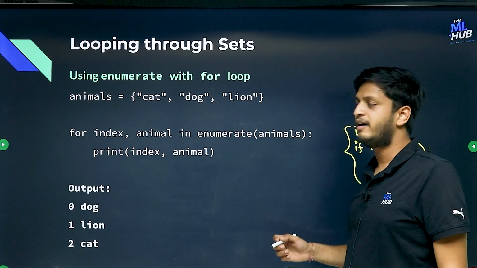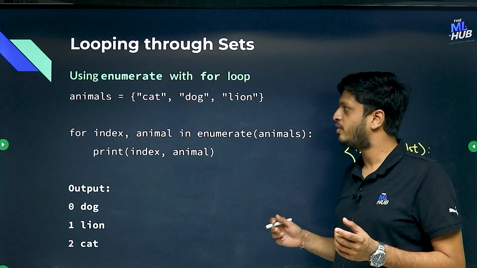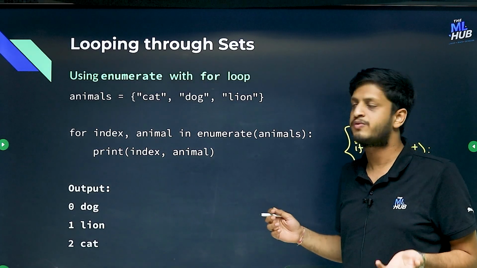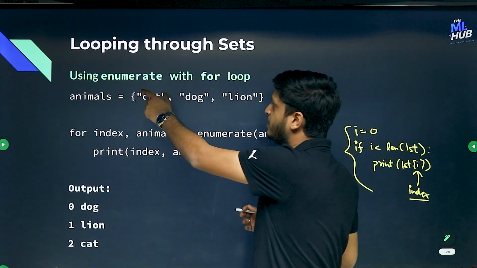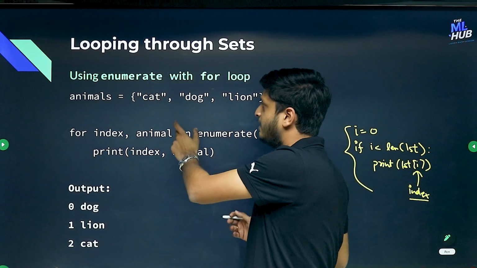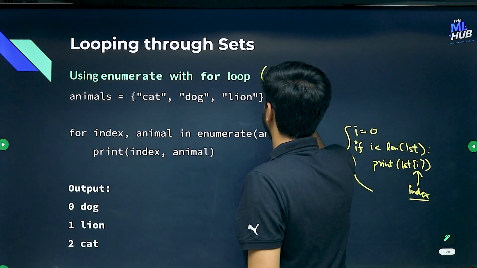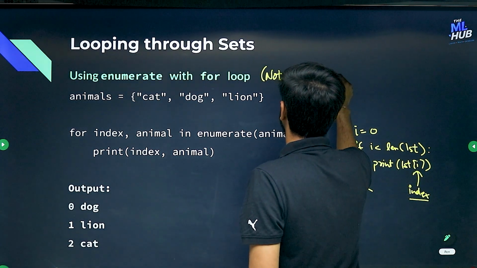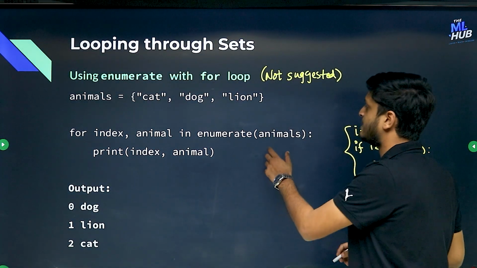But you can use the enumerate function. The enumerate function only accepts an iterable. It can be an unordered iterable as well. You can use the enumerate function with a set, but it is not suggested. It is not suggested to use the enumerate function with a set as an iterable.